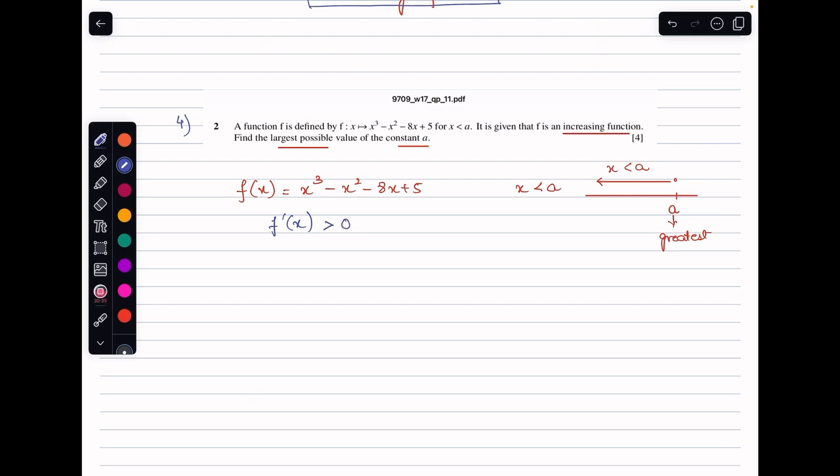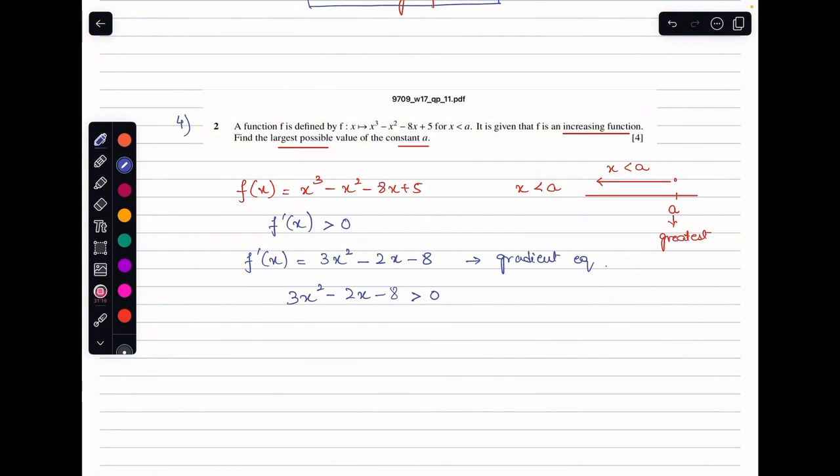So if I start solving it, my f prime x is going to be 3x squared. The differential of x cubed is 3x squared, minus the differential of x squared which is 2x, and the differential of negative 8x is negative 8. So this is going to be my gradient equation. This gradient equation needs to be greater than 0. So I can say it's 3x squared minus 2x minus 8, and this needs to be greater than 0.